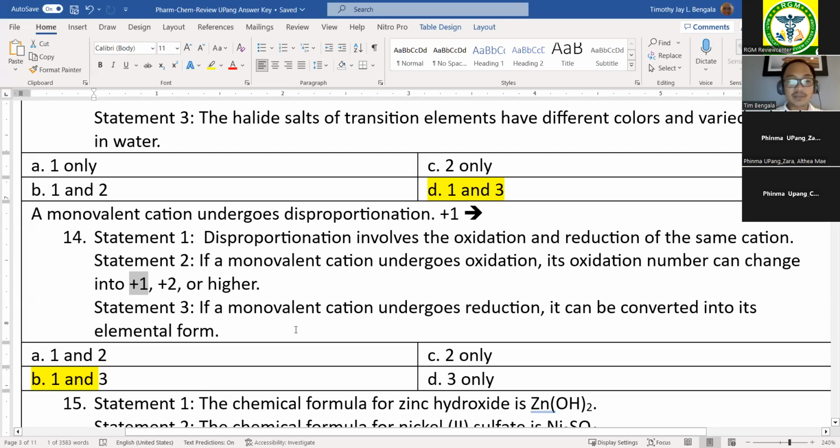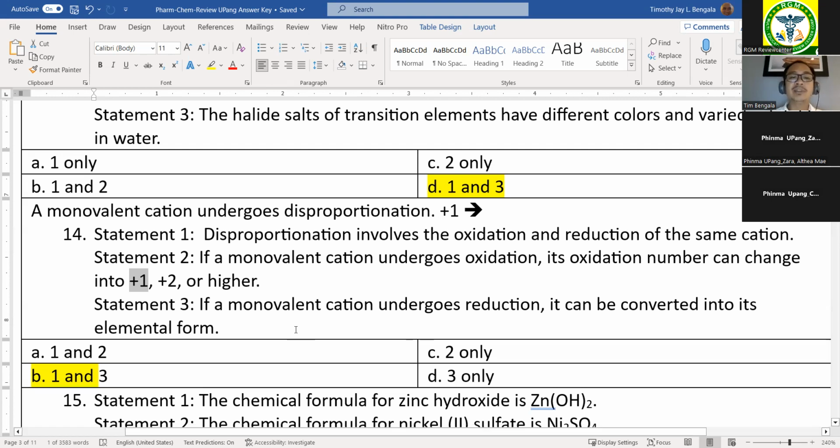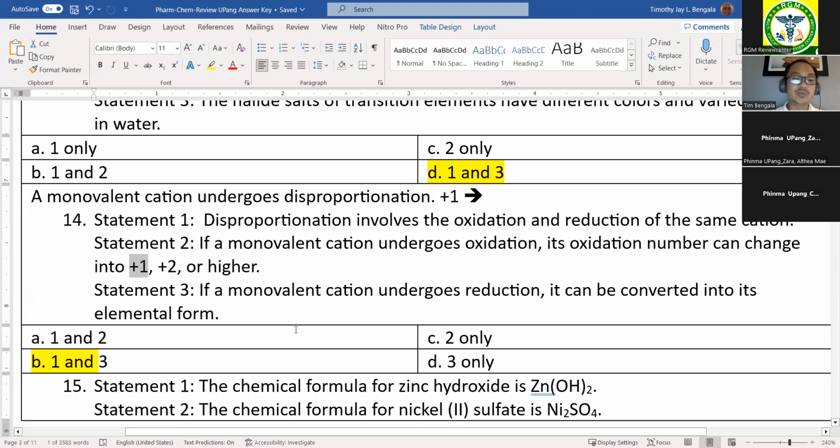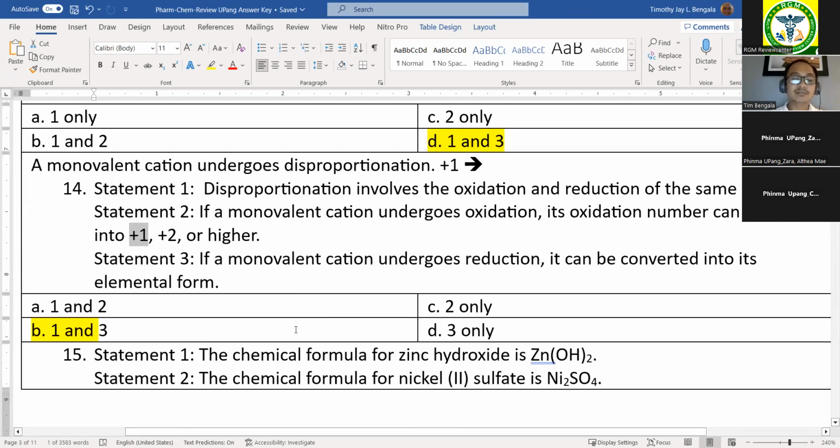Then, statement number 3, if a monovalent cation undergoes reduction, it can be converted into its elemental form. That is also true. Because yun nga, from positive 1, pwedeng maging 0, pwedeng maging -1, -2, etc. Pero dahil yun yung mga possible, lahat ng possible values, so elemental form or yung 0 is there. So statement number 3 is also correct. So 1 and 3 ang tamang sagot.